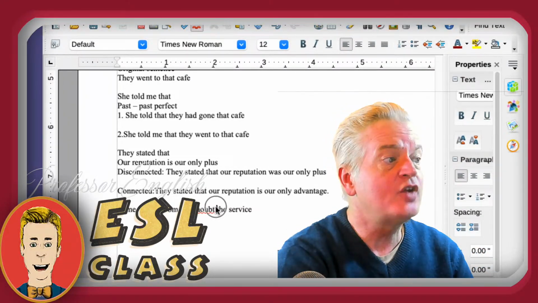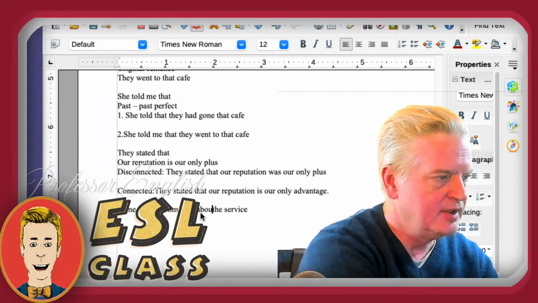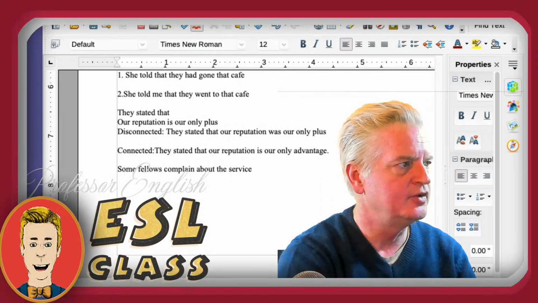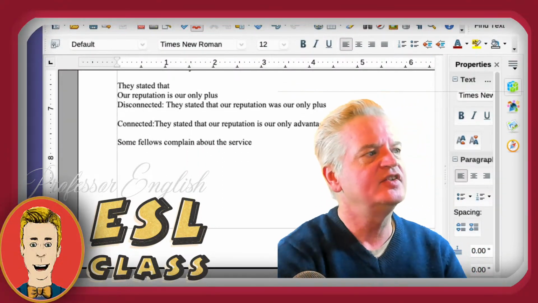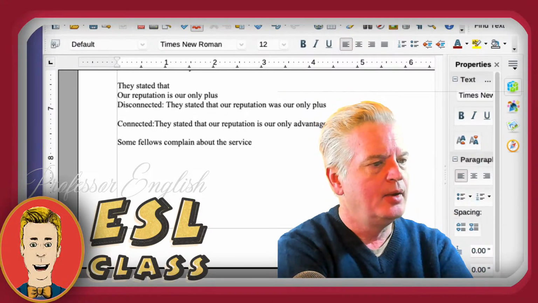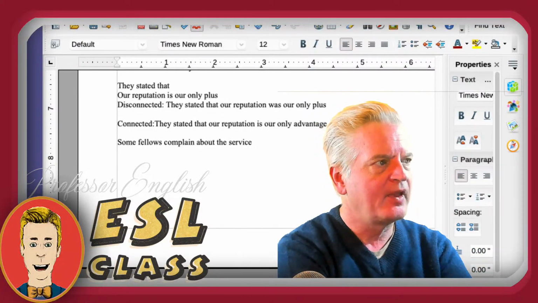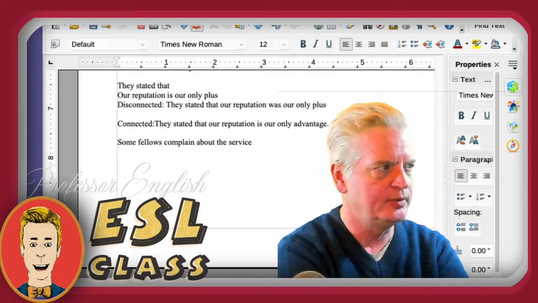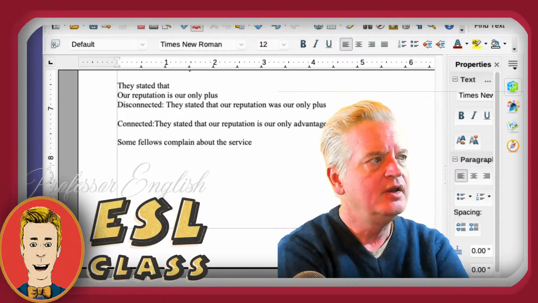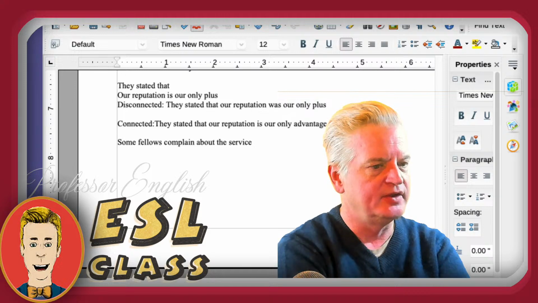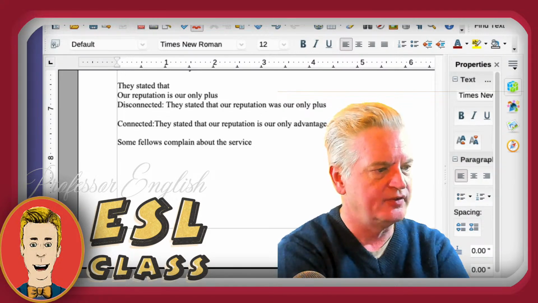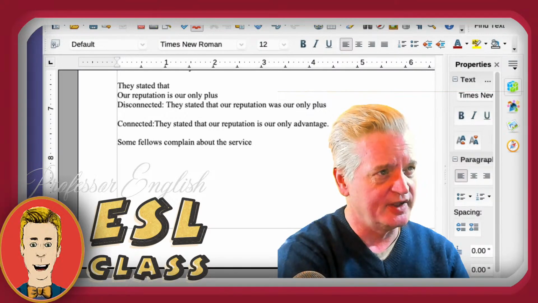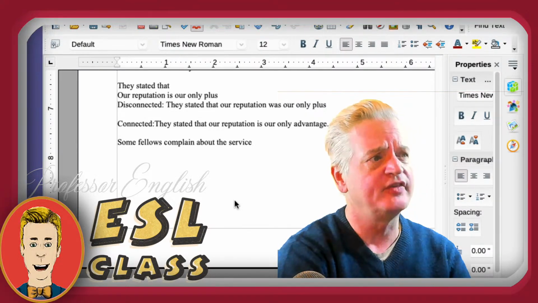And this is almost right. I'm very happy that it's so close, but there are a couple of problems with this. I'm going to say this is what Vongok wrote, okay? But I'm going to say it again and see if you can identify any issues. There are two issues here, two issues. Some fellow complained about the service. Some fellow complained about the service. Two things. Almost perfect.